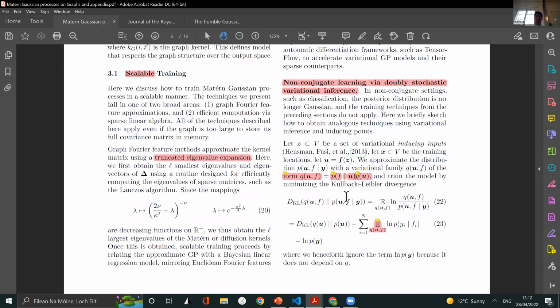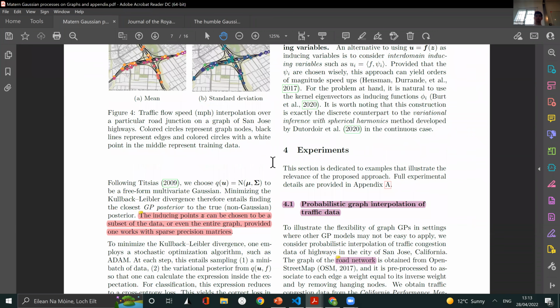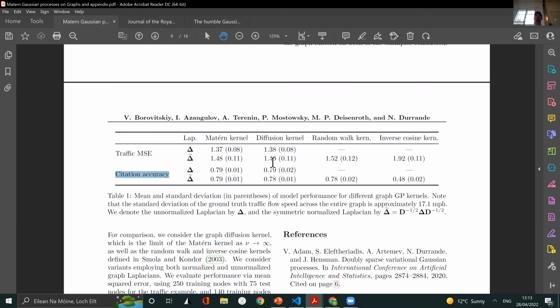One quick question about the results. Talking about the random walk kernel, the inverse cosine, they're basically saying that they're comparable to each other. You don't see a massive improvement in performance from using the Matern kernel or the diffusion kernel. Is it that the sparsity of the matrix allows the computation to be a lot quicker, and that's why you would use this method? Or are they just showing that this is another method that you might want to employ?